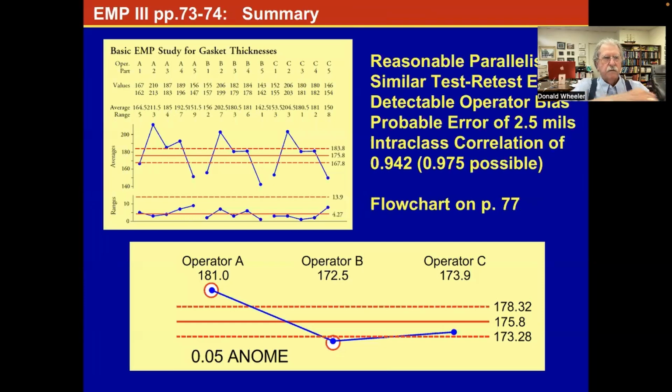So what do we see? Right off on the graph, we can see reasonable parallelism, similar test-retest error, and a potential operator bias, which we found is real. We estimate the probable error is 2.5 mils. We have an interclass correlation of 0.942, and 0.975 is possible. A flowchart for this type of EMP study is found on page 77 in EMP3.